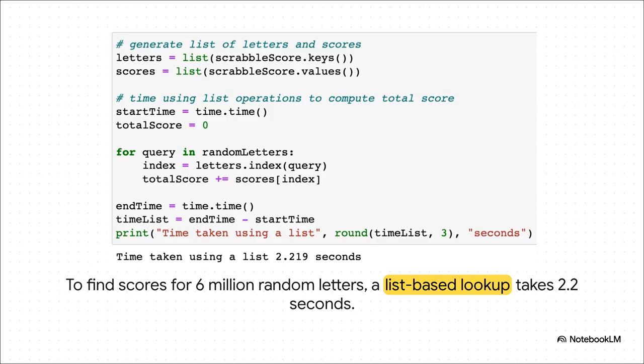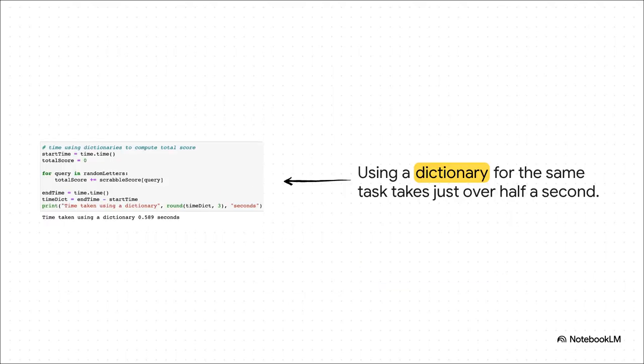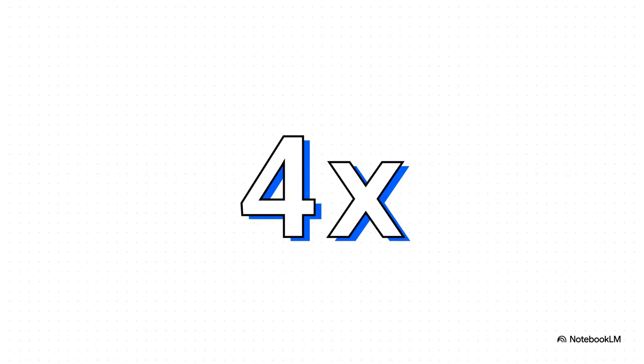To find the score for any letter, you'd have to search that entire list of letters just to find its position. And when you do that 6 million times, it takes a noticeable 2.2 seconds. But with a dictionary, the lookup is almost instant. Python just goes directly to the key, the letter, and grabs its value. The same 6 million lookups take just over half a second. It's not even a contest. I mean, that's a 4 times speed up. This is a perfect example of how choosing the right data structure isn't just some small, nerdy optimization. It can have a massive impact on your code's performance.